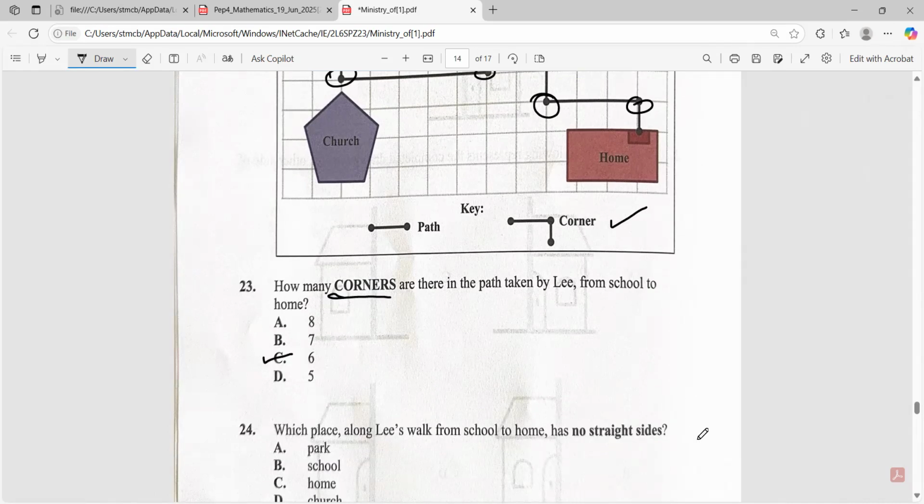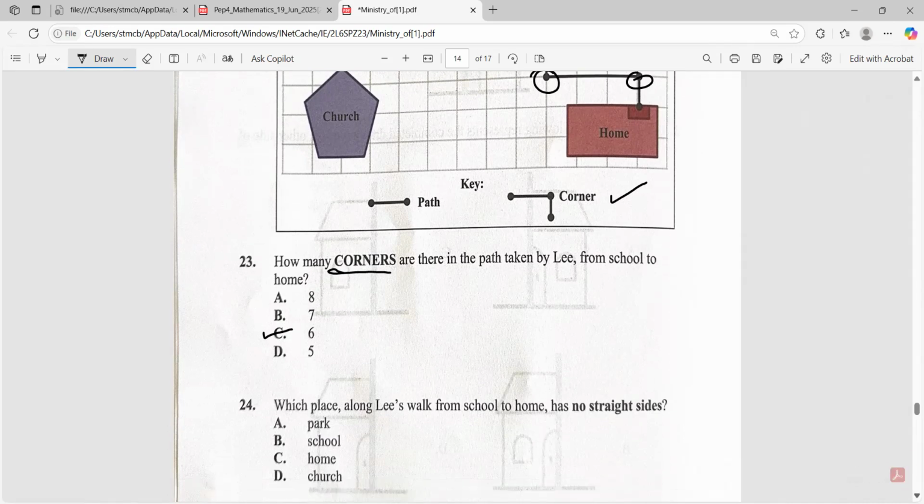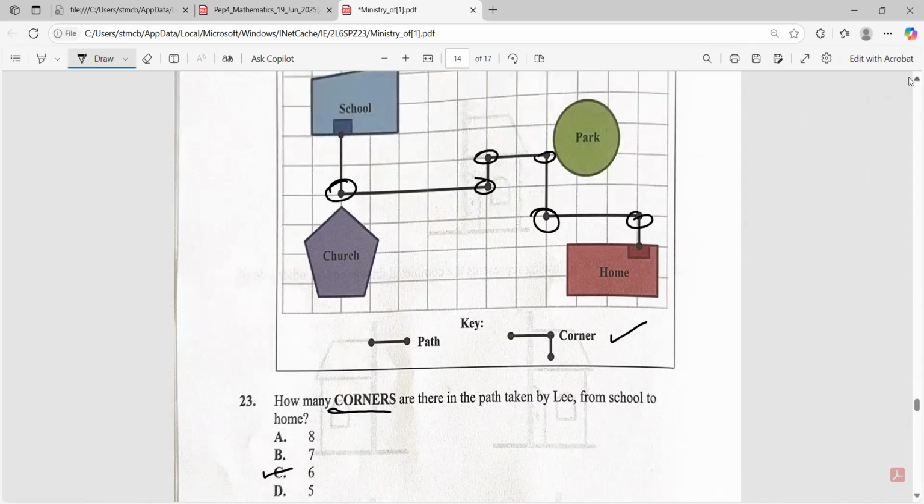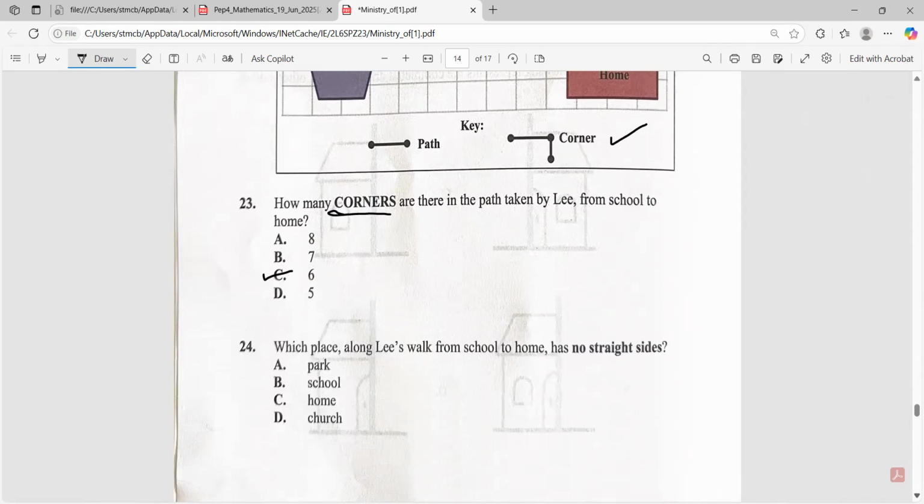Which place along Lee's walk from school to home has no straight sides? Let me just see. No straight side. That is the circle one at the park, right? So I would say that is the park. So that would be A.